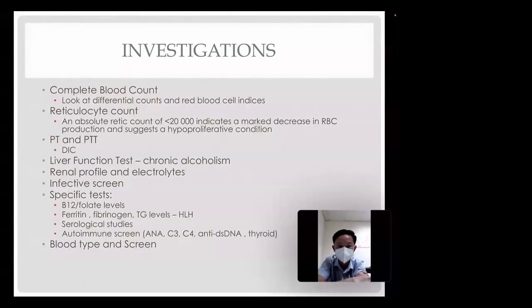If we suspect HLH, we can send for ferritin, triglyceride levels, and fibrinogen as well. If we suspect an autoimmune cause of the pancytopenia, it's important to send autoimmune screens, such as ANA and anti-dsDNA. Lastly, blood type and screen will always be important if the patient requires transfusion in the acute setting, and also in the future.